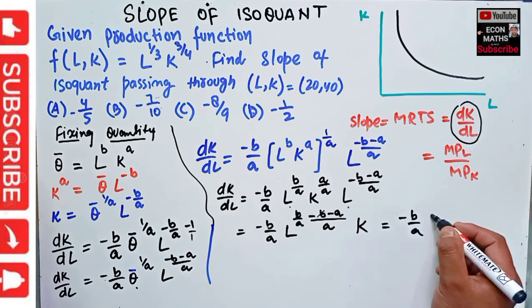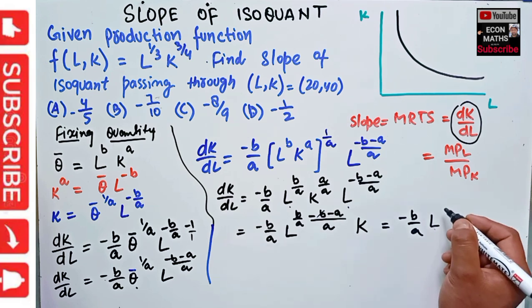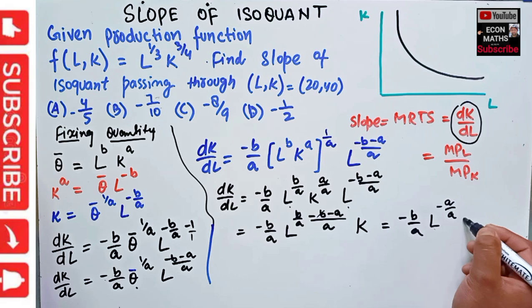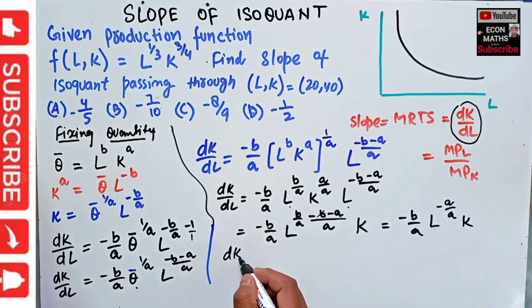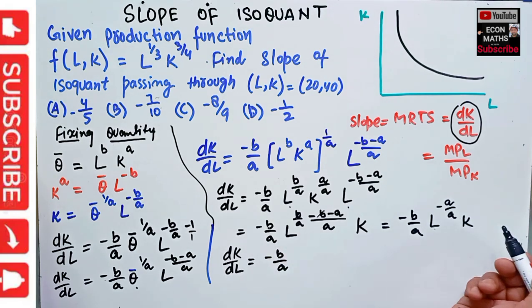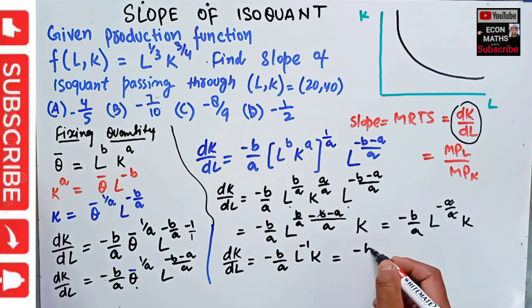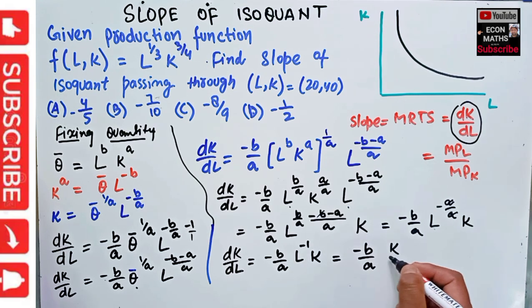Then we have L to the power, okay, we have a common denominator here. We can add up the numerators here. So we have minus a divided by a, minus a divided by a, K, which is dk upon dl will be equal to minus b upon a. A and a get cancelled. We have L to the power minus 1 and we have K. Writing further, we have minus b upon a, K, transposing it to the denominator, the exponent sign gets changed.